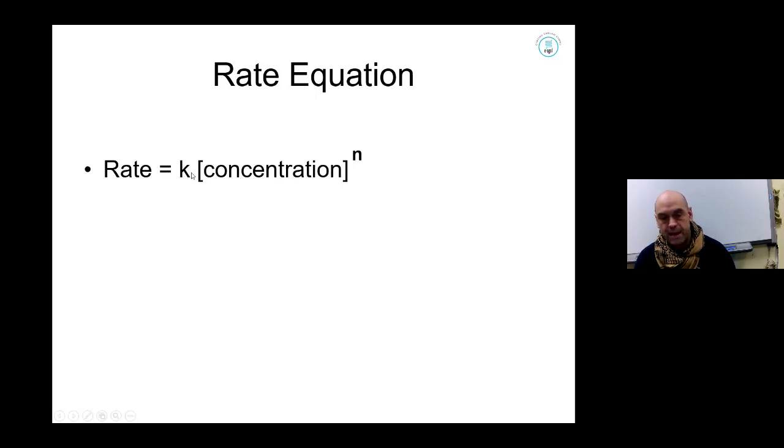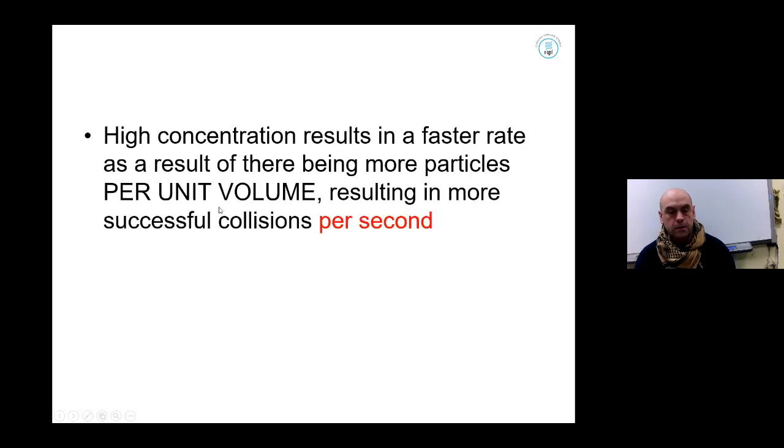So in year 12, they may give you a value of the rate constant, they may give you a concentration, they may give you an indices value, but I don't tend to see it in year 12. This is more year 13. So there you go: more successful collisions per second, more particles per unit volume.